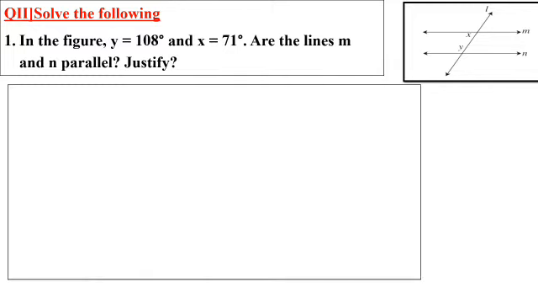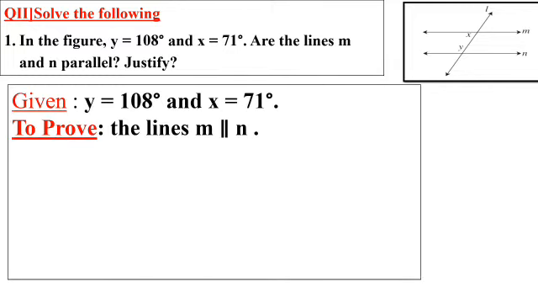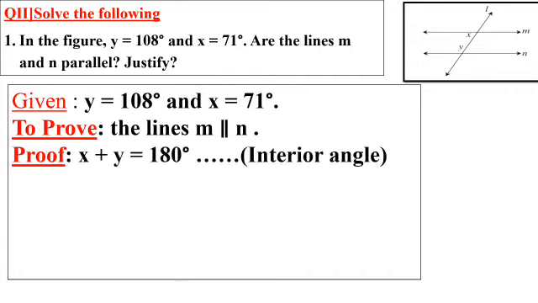First of all we will write the given information. Then we will write what to prove. What do we have to prove here? That line M is parallel to line N. Proof. x plus y equals 180 degrees. What are they forming? Interior angles.